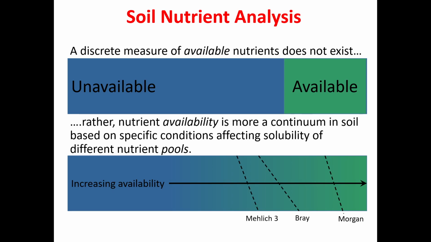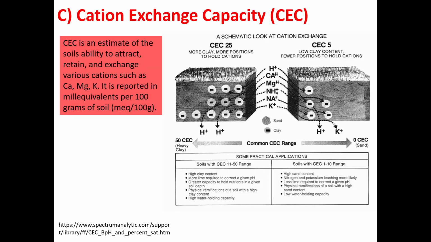So Mehlich-3 does a really good job measuring more phosphorus. If you have a Morgan test done and a Mehlich-3 test done, that's why it's important to see which test was done. Some labs are pretty good, and they put it in the soil testing report. Other labs don't. So if you don't know, pick up the phone and call the lab to ask them, hey, what soil test did you use? That will give you a better idea of where this number should be or could be.